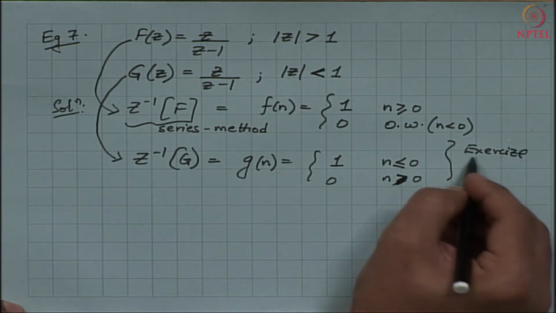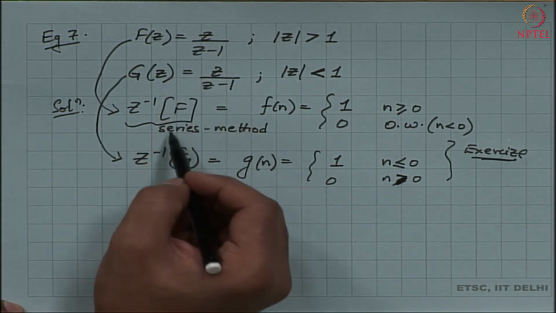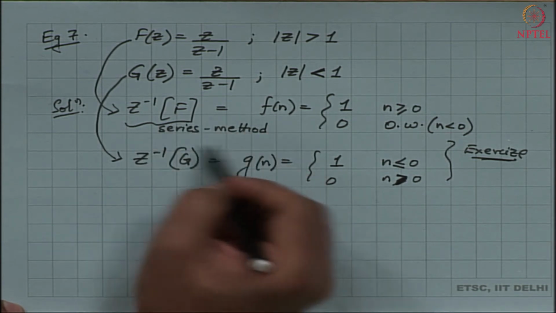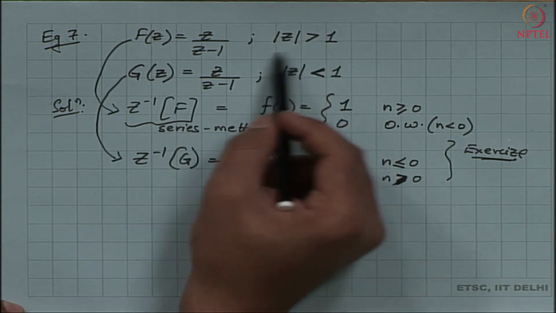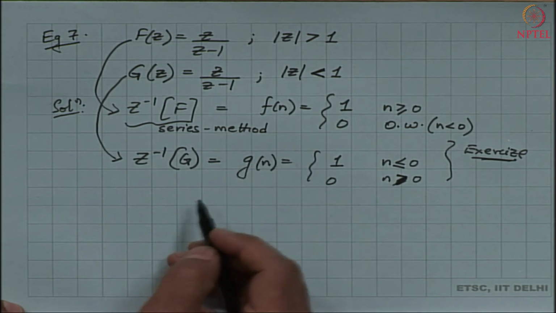All they have to do is expand these two rational functions using the series method. Expand the infinite series, and see what happens to the coefficient of z to the power negative n under this domain of convergence in both cases. So, these are the results that we are going to get.